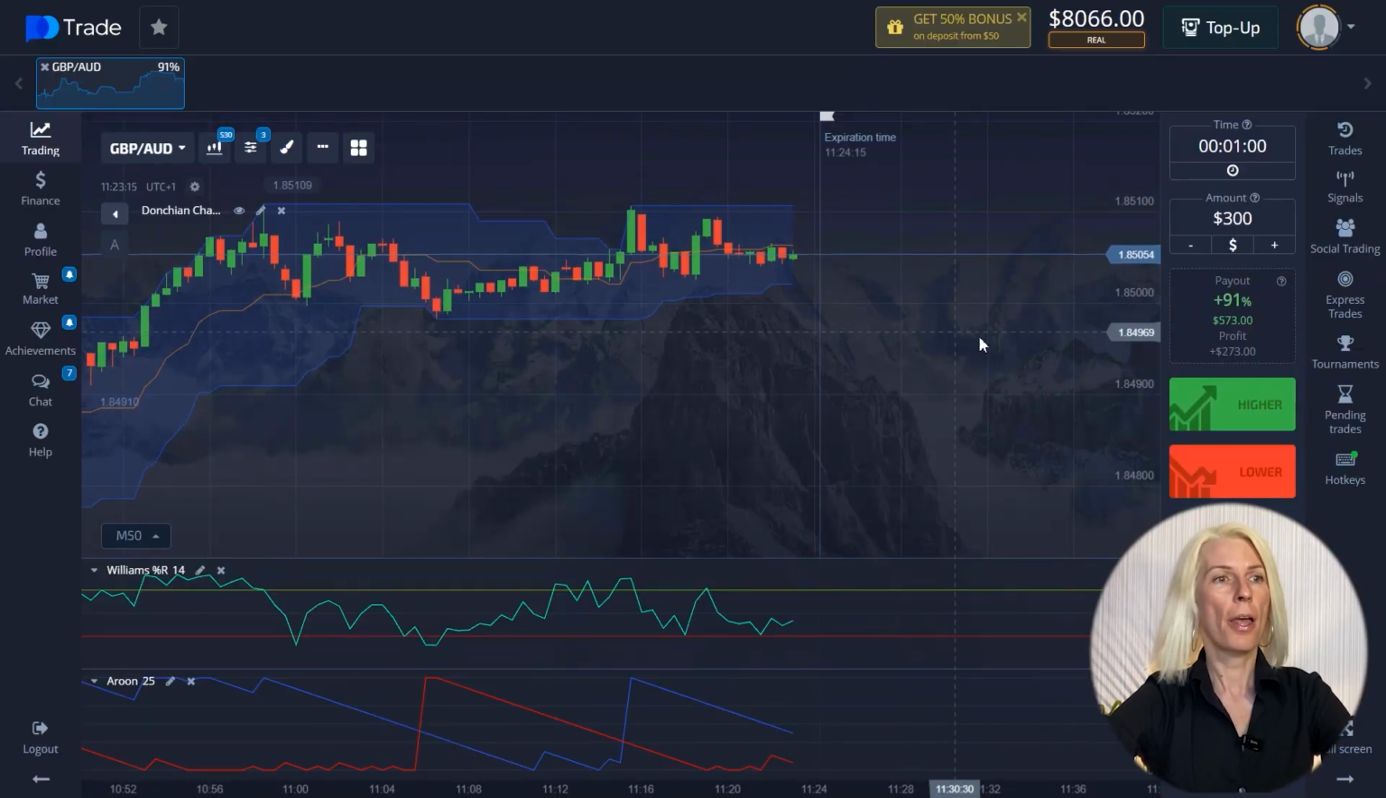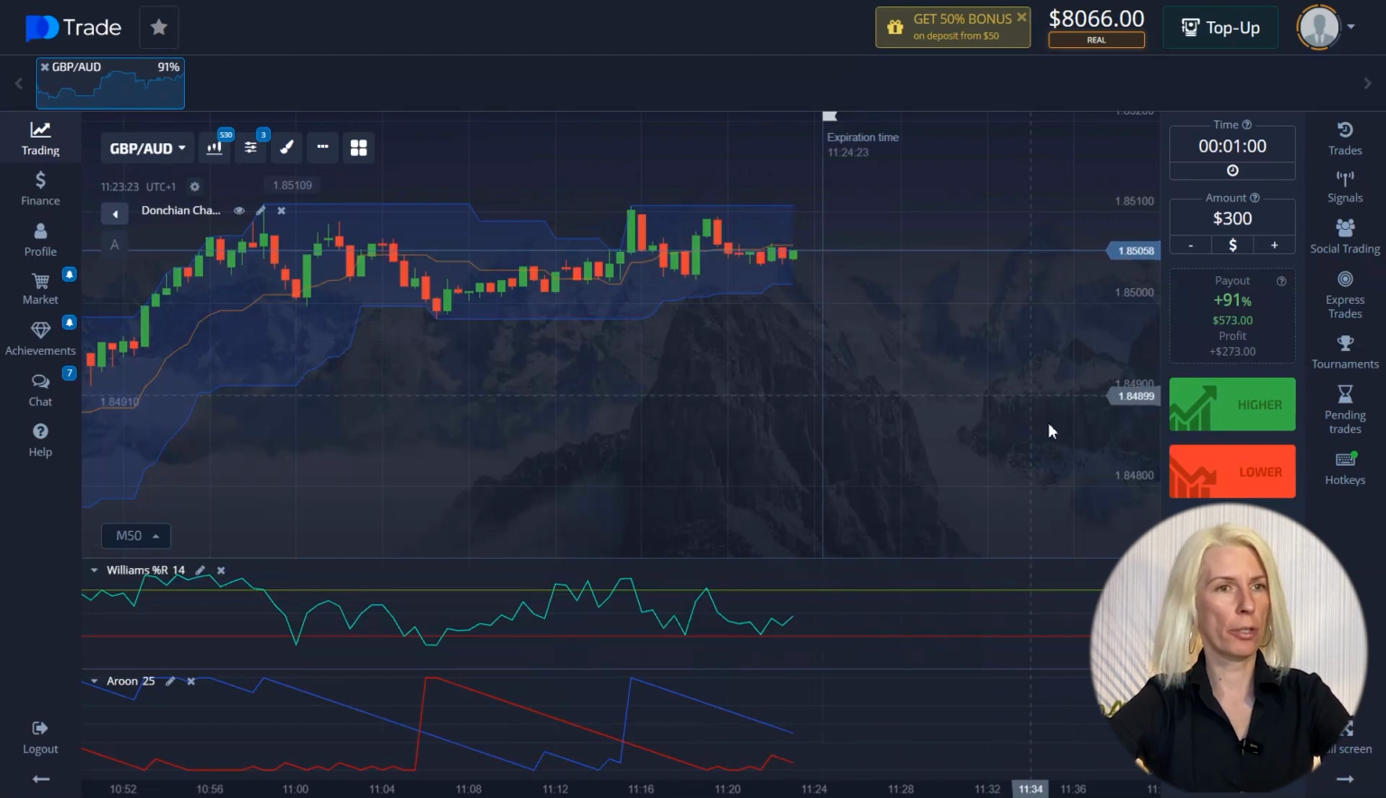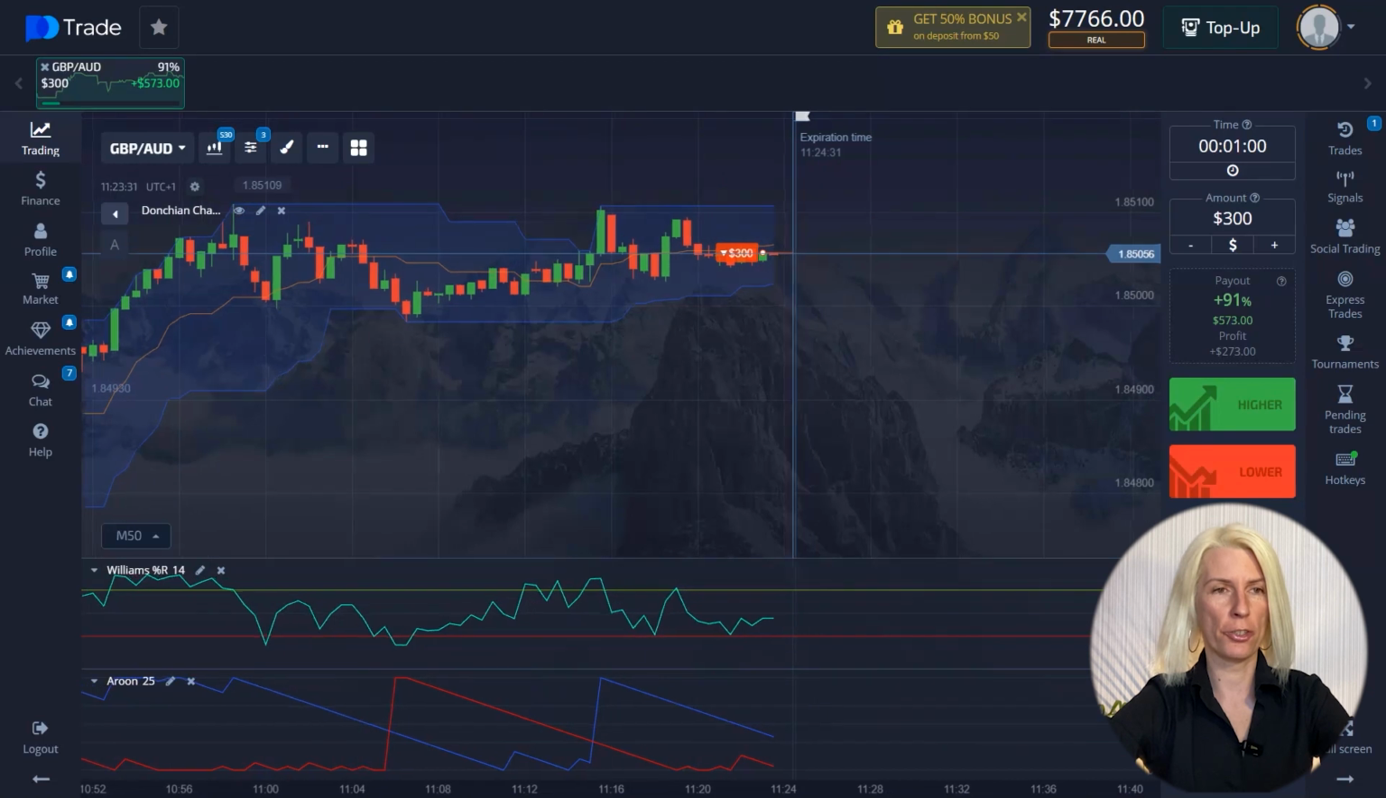In front of us, there is a price chart of the British pound Australian dollar currency pair, and we will work with it. And I open a Downtrade for 1 minute with $300 in. Despite the fact that I will use 3 technical indicators today, none of them helped in opening this trade. And I'll tell you why.